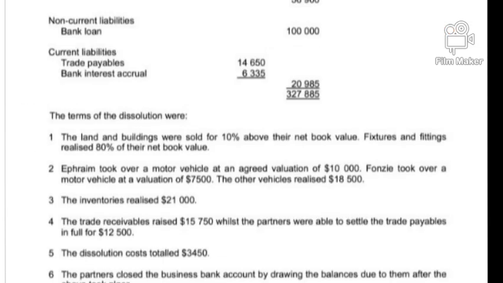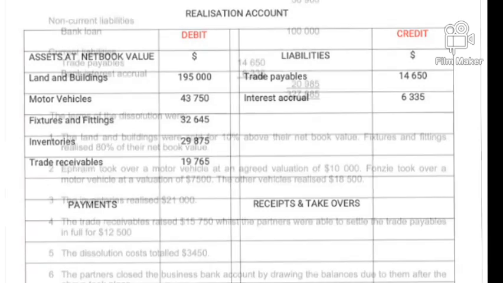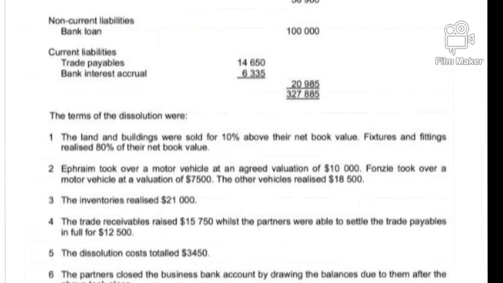We also have bank interest accrual of 6,335. So I'm going to place 6,335 just below the trade payables. The last liability that we have falls under non-current liabilities, which is the bank loan amounting to 100,000. So I'm going to record the bank loan of 100,000 just below the interest accrual.